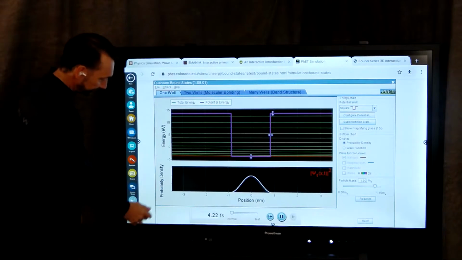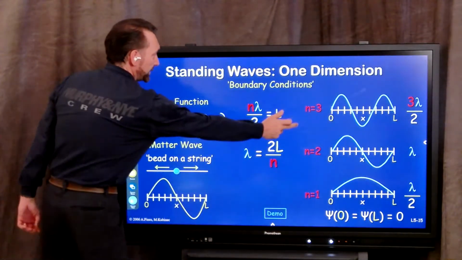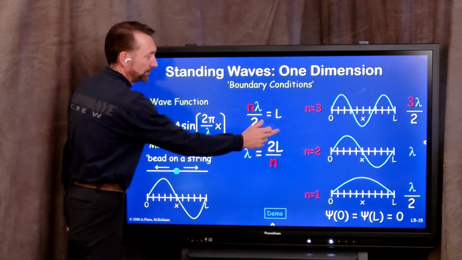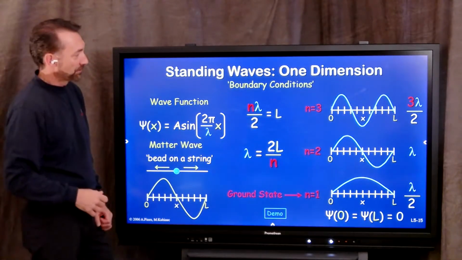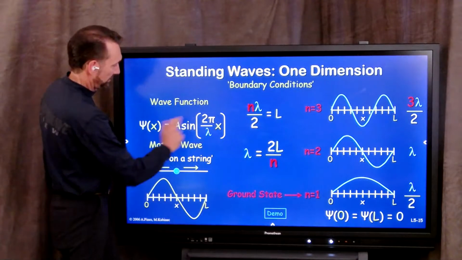Where am I? I'm here. So, disappointing demo. We'll have to run them on the other screen. The screen isn't sensitive enough for me to do these things.